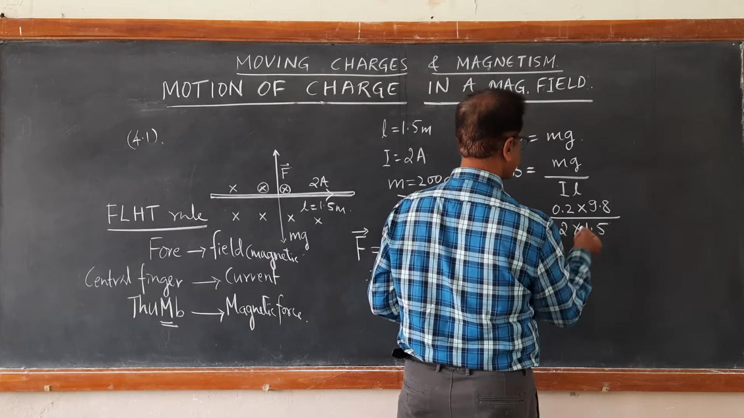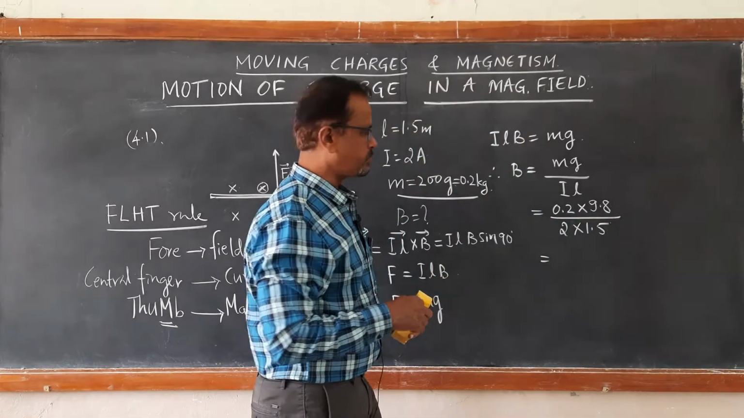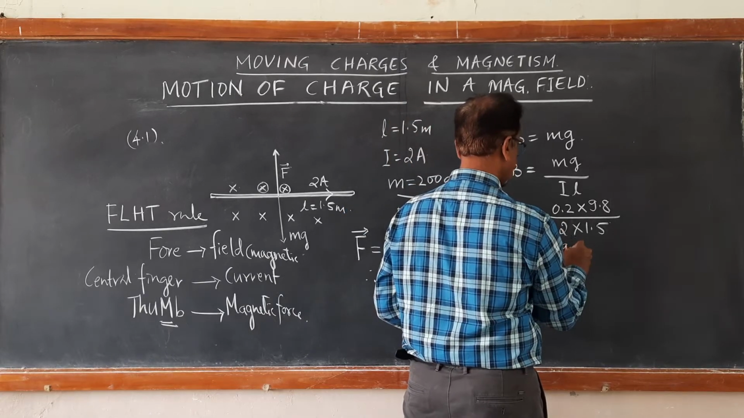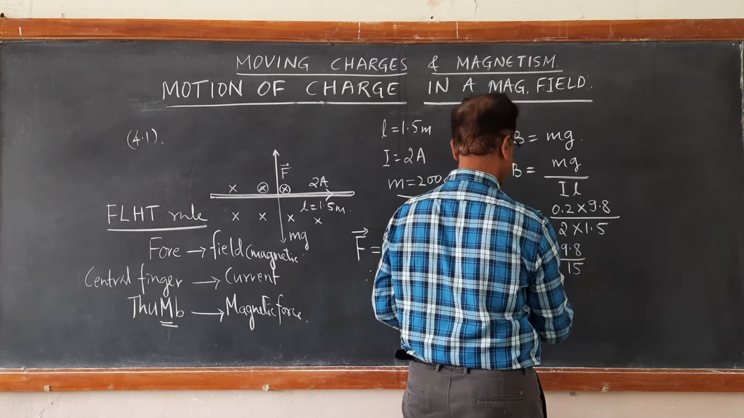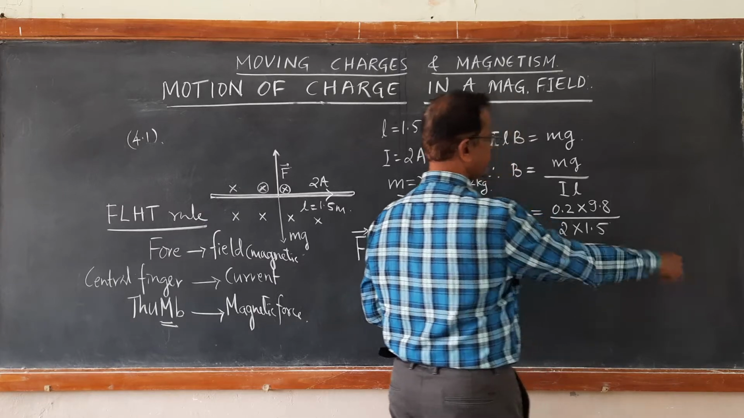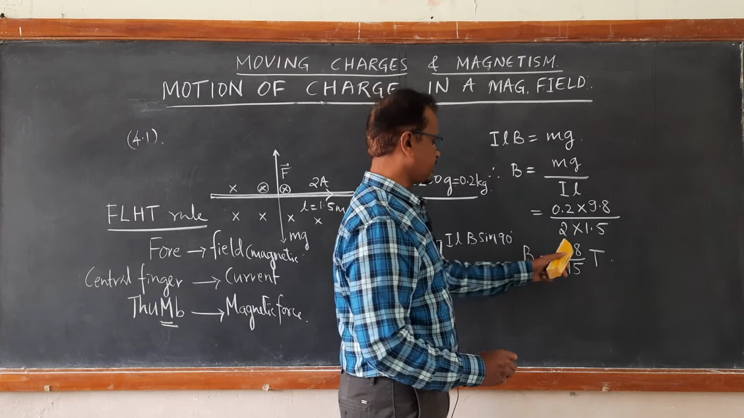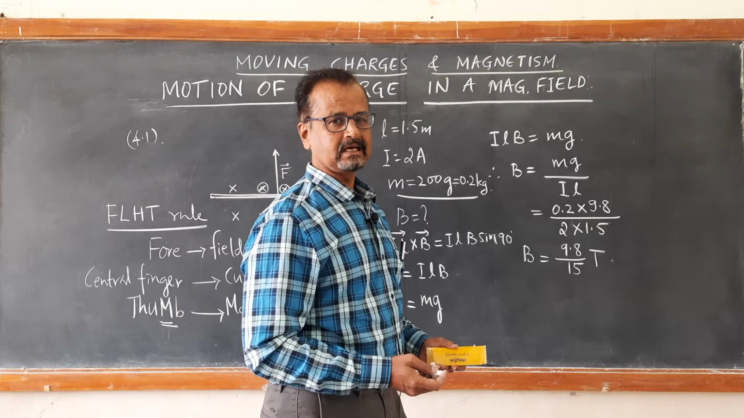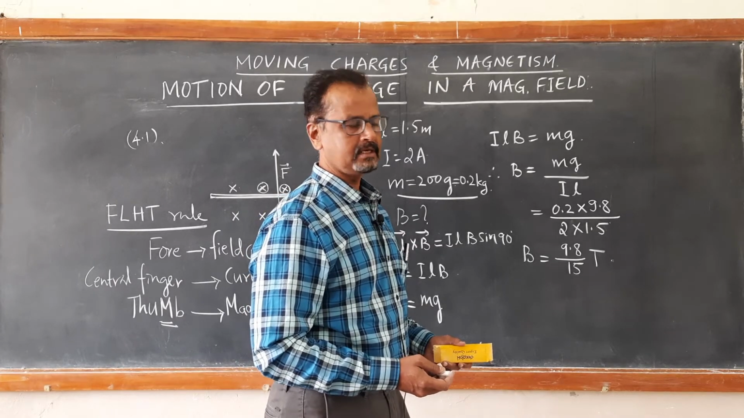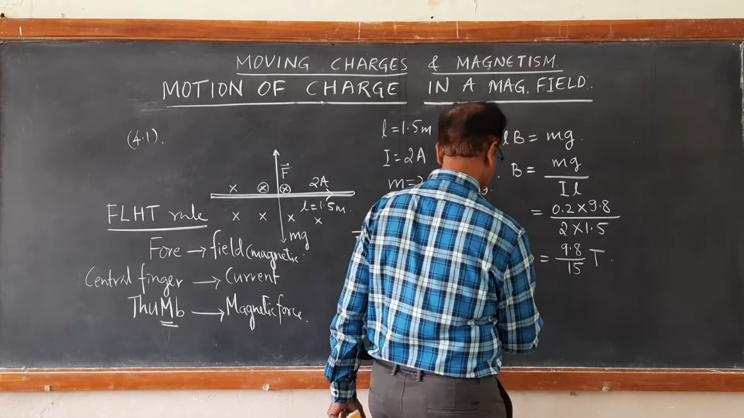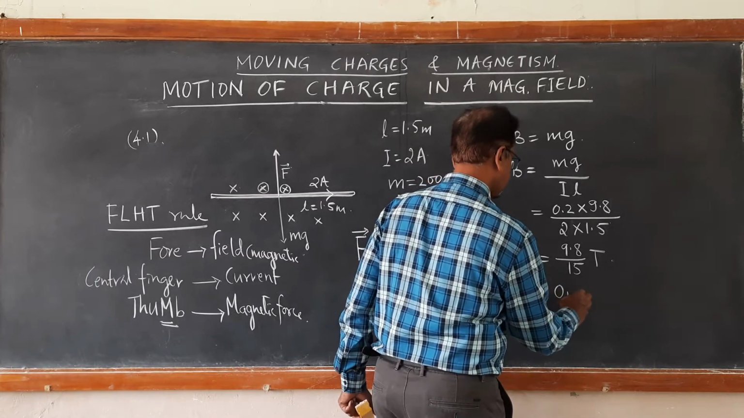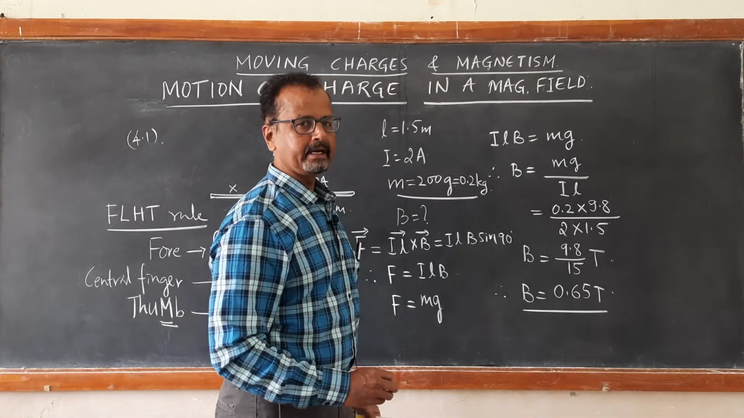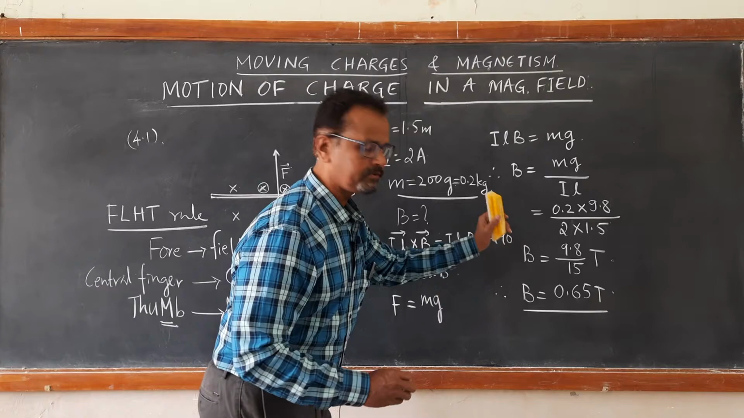So you can just shift the decimal point, it becomes 2 upon 15. So 2 cancels. So you are left with 9.8 divided by 15. This is the magnetic field in terms of Tesla. So if you calculate, it comes out to be 10 by 15 approximately. That is 2/3 of a Tesla. So 2 by 3 Tesla. So that comes out to be almost 0.65 Tesla. So this is the value of magnetic field, that is magnitude of magnetic field.